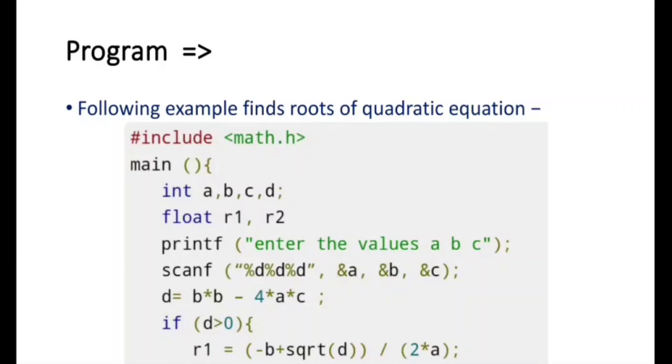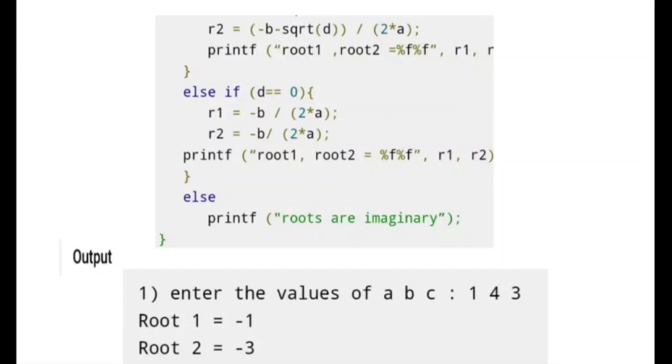%d %d %d, &a, &b, &c. d is equal to b square minus 4ac, which is the formula for the discriminant of the quadratic equation. So this we've represented in terms of C language. If d greater than 0, the if statement we are going to use, we are going to open the flower braces. r1 is equal to (-b + sqrt(d)) / (2*a). r2 is equal to (-b - sqrt(d)) / (2*a). printf of root 1, root 2 is equal to %f, r1, r2.